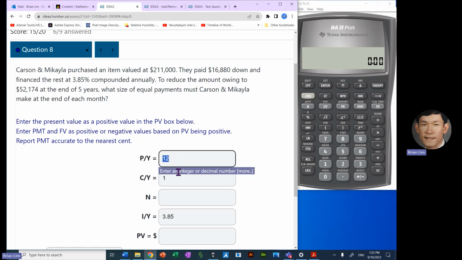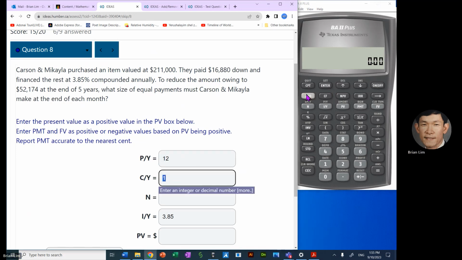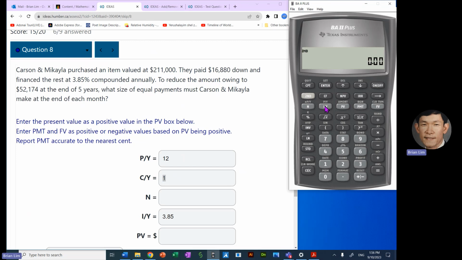Now we can enter PY and CY. So second IY, PY is 12, so we put in 12 and then click enter. CY is 1, so we click on 1 and then click enter. We can check: PY is 12, CY is 1, and with that we can quit.